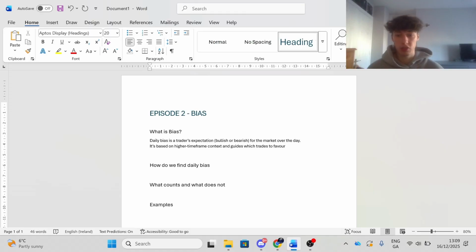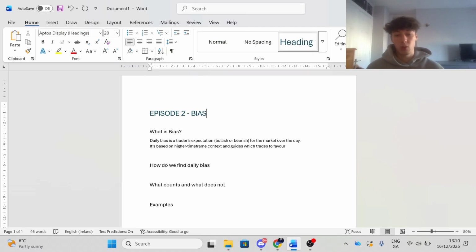Okay, so just to get straight into it, what actually is bias? Daily bias is a trader's expectation of being bullish or bearish for the market over that day. It is based on a higher time frame context, and it guides you to which trades you should take and favor. So how do we find daily bias? With this model, it's so simple. All we're looking for is the 4 hour time frame and a break of structure, either bullish or bearish, using the fractal indicator as you installed in the first episode.